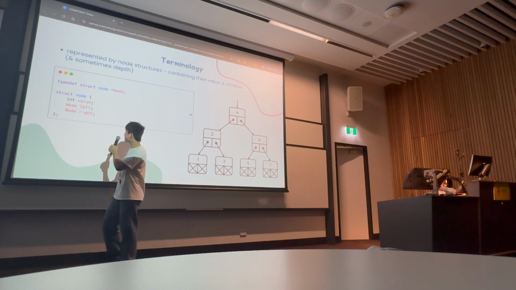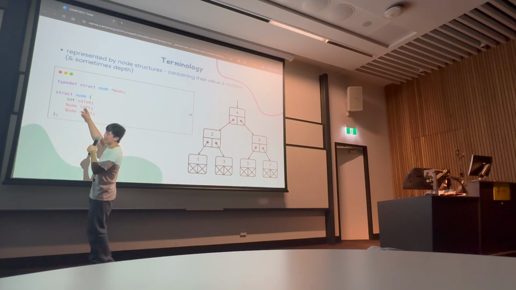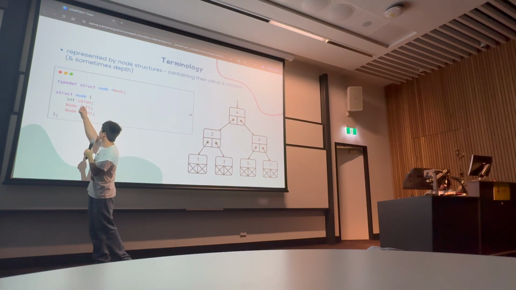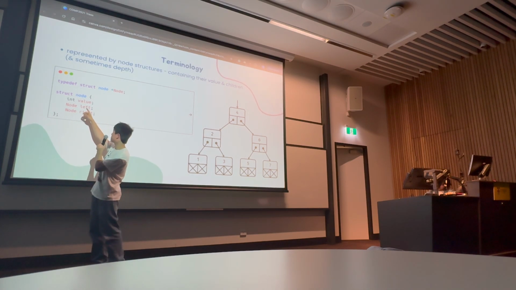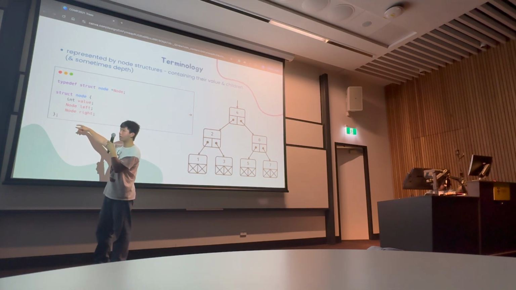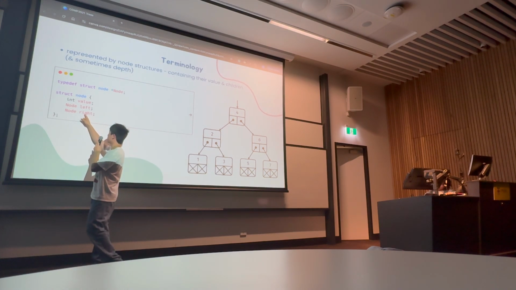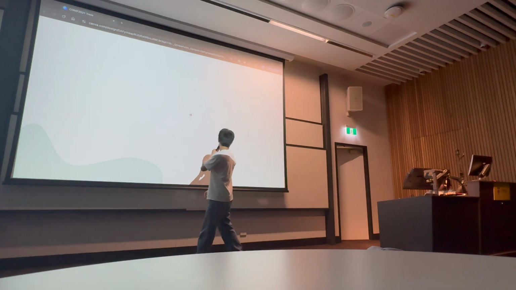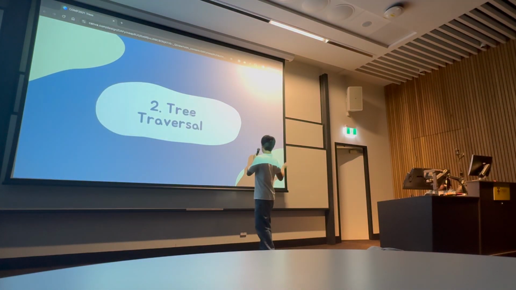Because of binary search, this left node must be smaller than the parent node. So the value associated with the left node must be smaller than value. Similarly, the value associated with the right node must be greater than the value, so that binary search works.